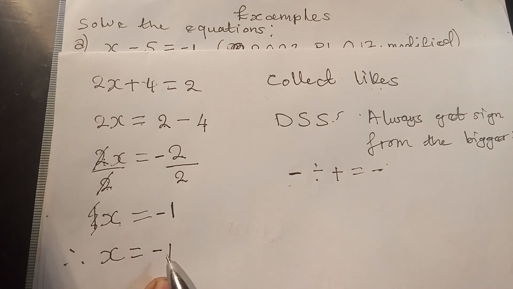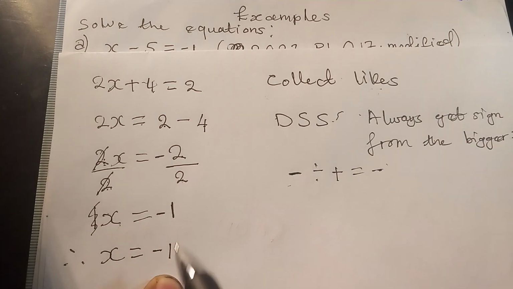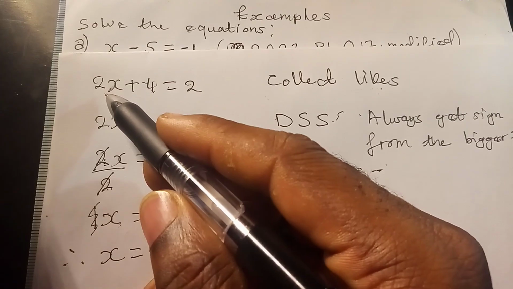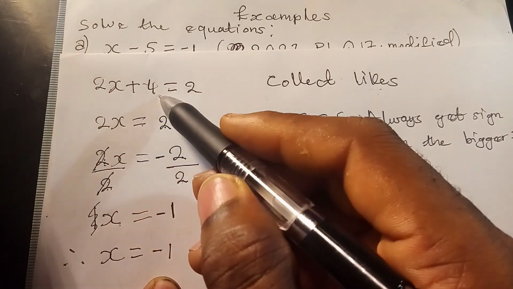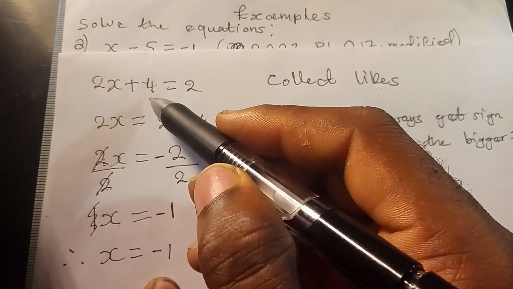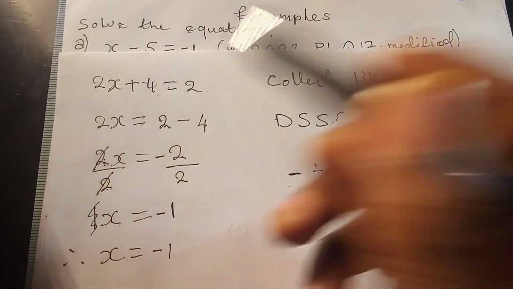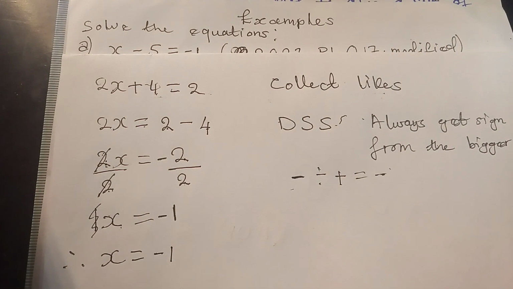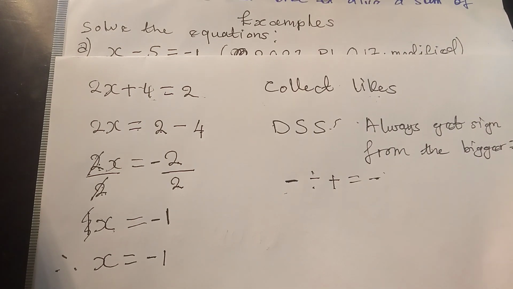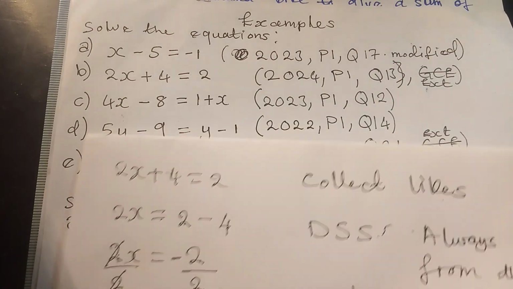And then if you want to verify it, you can just substitute the negative 1 in x, and then you will be able to see that the left hand side will be equal to 2, just as it is on the right hand side. So let's move on to part C.